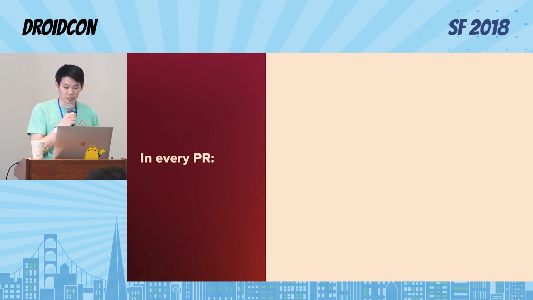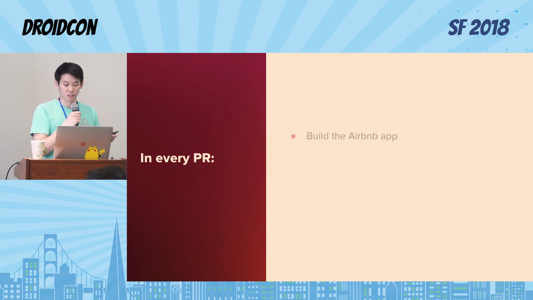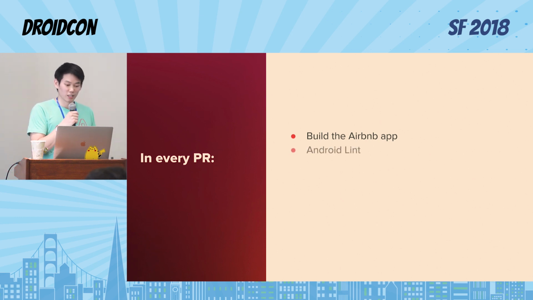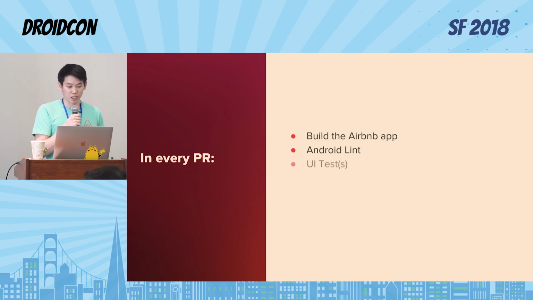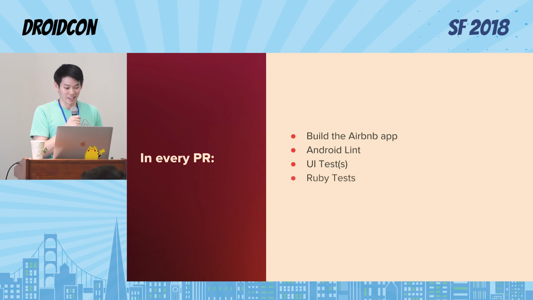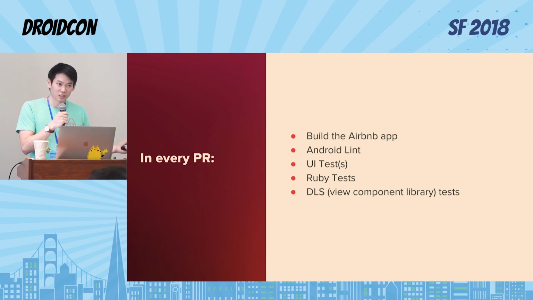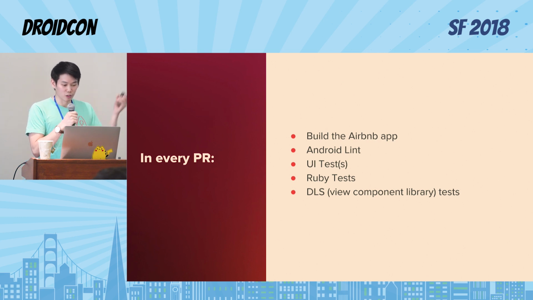Cool. So in every PR, we do the following. I'll go into them in more detail in the following slides, but this is just the list of jobs that we do. So we build the Airbnb app. We make sure it's buildable, no compilation errors. We run Android lint for any sort of resourcing, lint errors and stuff like that. We also run UI tests, and I'll explain why later. And we also run some Ruby tests. I'll explain why we have Ruby. And we also have some DLS tests, which I'll explain later as well. Maybe you guys have heard of it. I think we've written some blog posts on it, but it's essentially what we call our design language system. Every job is run in parallel, by the way, so we can get into the bottlenecks and stuff later.